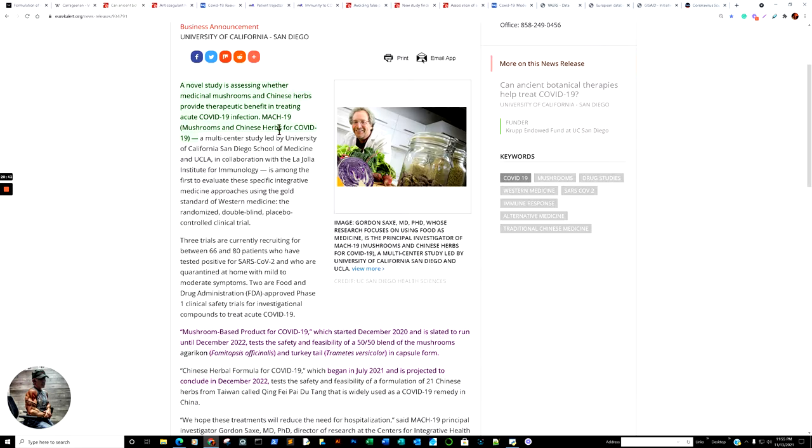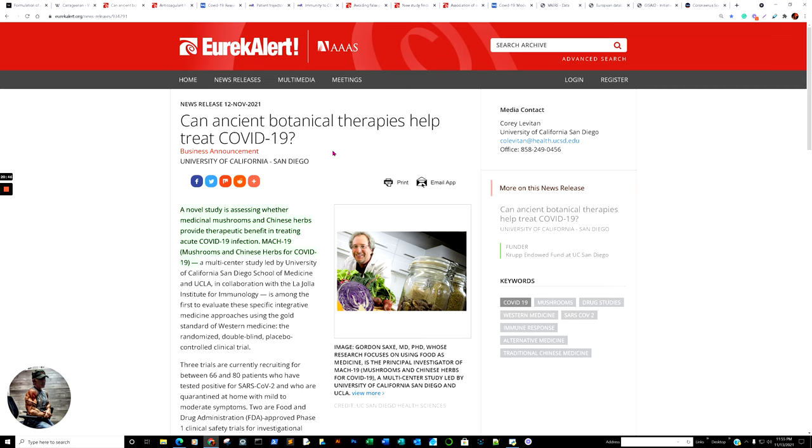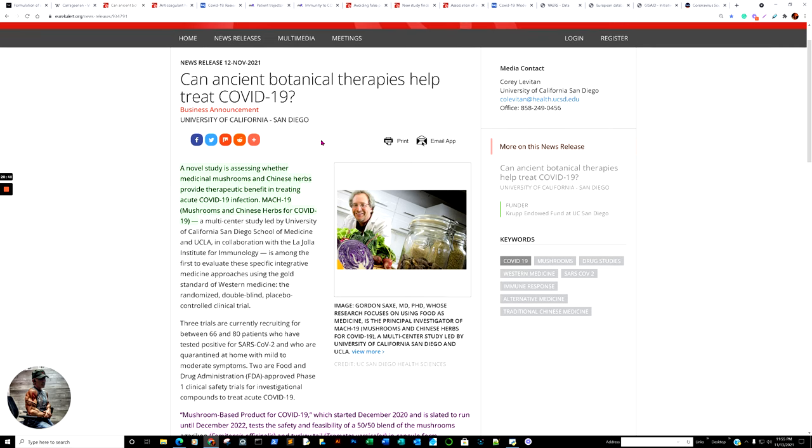After that, this one. Can ancient botanical therapies help treat COVID-19? This is a study which is, I believe, already being done for quite some time. I regret they can't speed it up, but it's in progress.